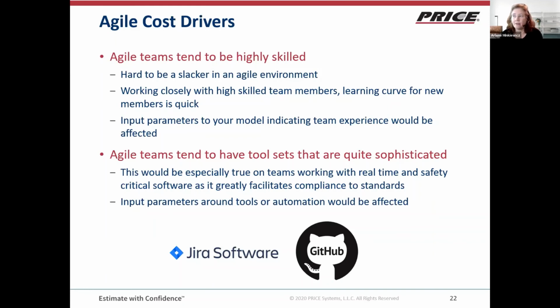Agile teams also tend to have tools that are quite sophisticated. This is especially true on teams where they're integrating agile practices into things that are real time or safety critical, because a good tool set greatly facilitates compliance to standards. But also, with Agile you develop a cadence, you collect regular metrics, you keep track of what the team does on a regular basis, you have all your stories in Jira or some other Agile planning tool. So you have good tool sets, and good tool sets tend to increase productivity among software development teams in general.